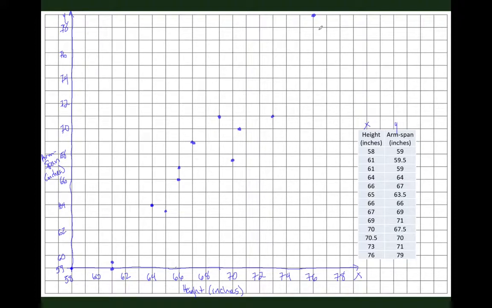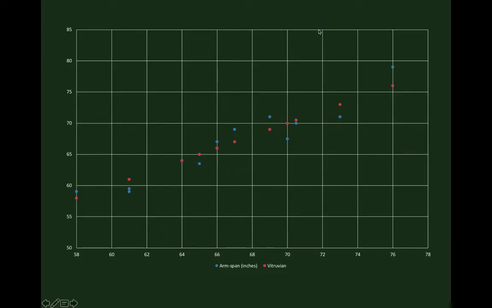Now, I also did a graph using Excel. I'm not really going to get into using Excel for this course. If you're familiar with Excel, it's okay if you use it, and it's fine, but it's not required. Hand-drawn graphs are fine as well. But this is a graph that I, again, drew in Excel.